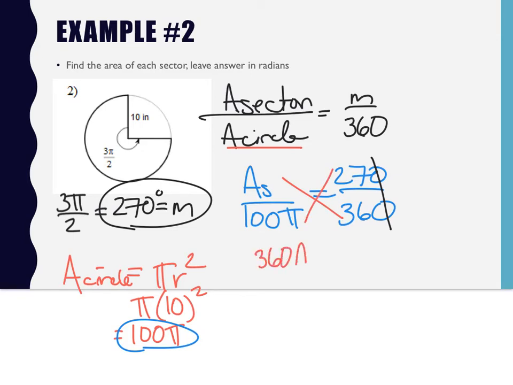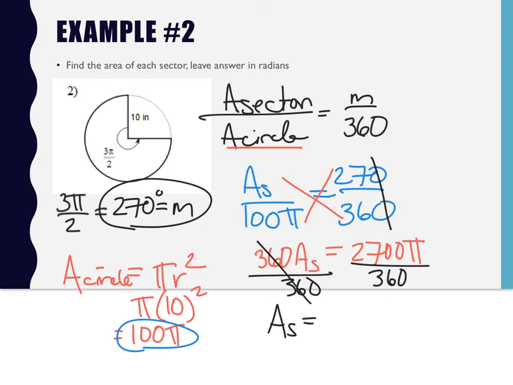360 times the area of the sector. You should, even after just 2 examples, realize that that happens every time. 27 times 100, 2700 pi, and we're solving for the area of the sector, so we need to divide out the 360, and we'll have our answer. But let's see what happens.